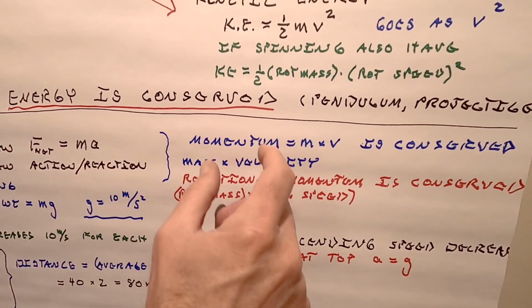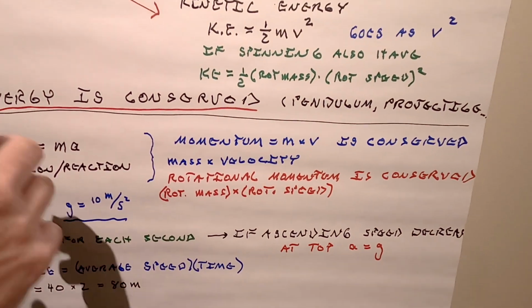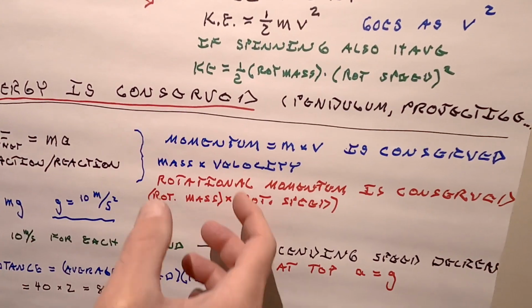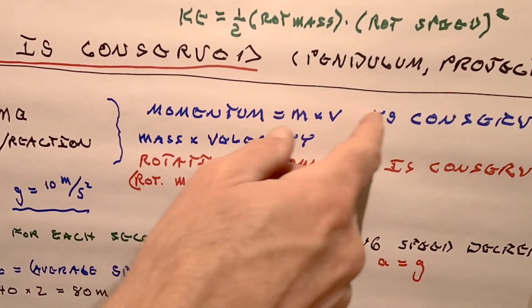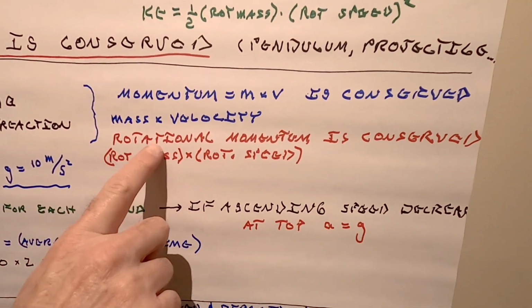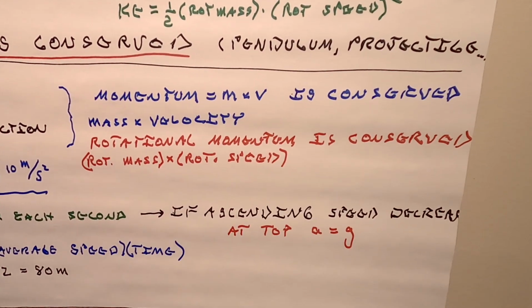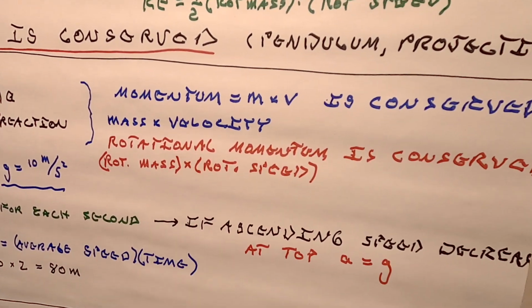All you can do is transfer it to something else. Whenever you put the brakes on, your car loses momentum, but the Earth picked it up right here. So this is a conserved quantity. We also had rotational momentum. That's also conserved, which is the rotational mass times the rotational speed.